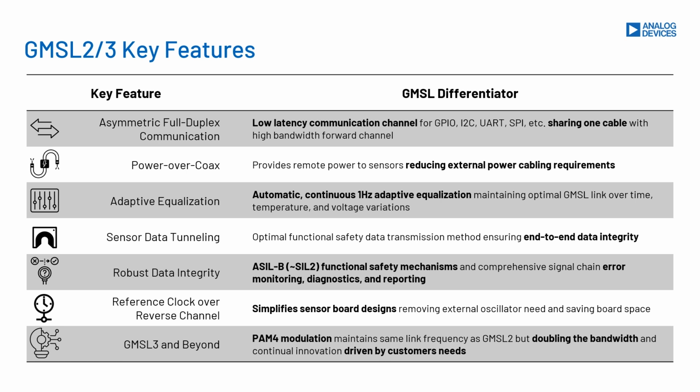GMSL2 devices use NRZ modulation and GMSL3 devices use PAM4 modulation. As a result, GMSL3 doubles the GMSL2 bandwidth while maintaining the same modulation frequency. This can further improve the backward compatibility and let the customer maximize their hardware reusability.